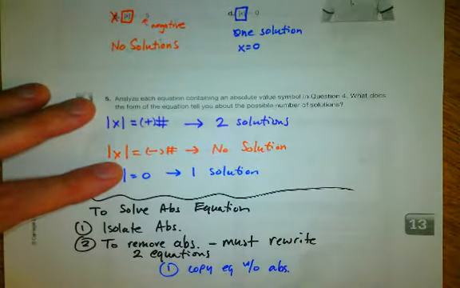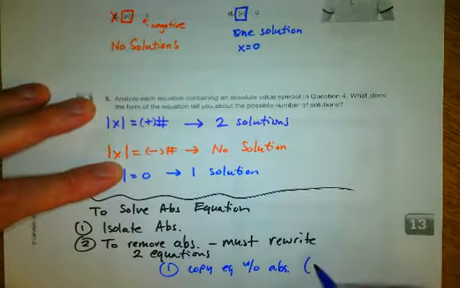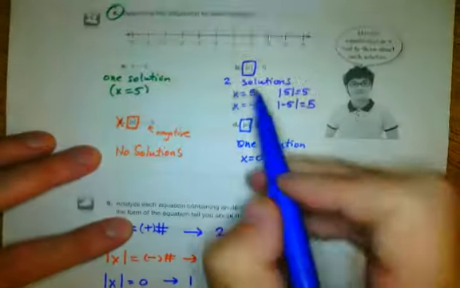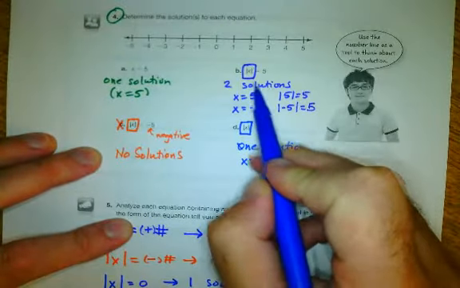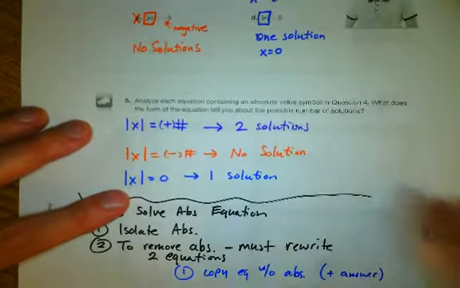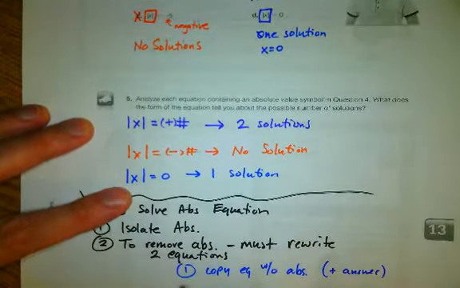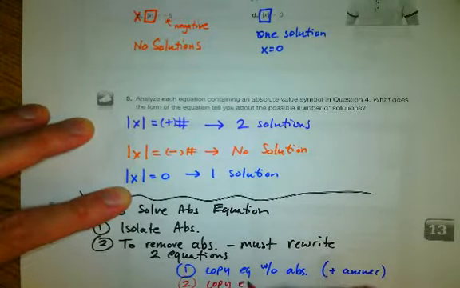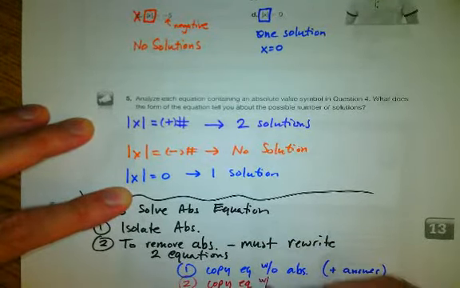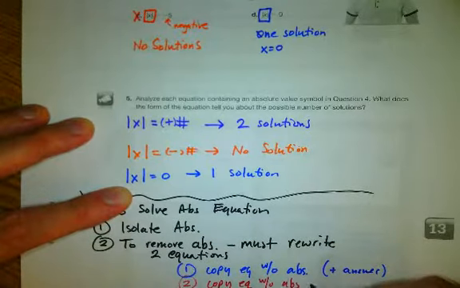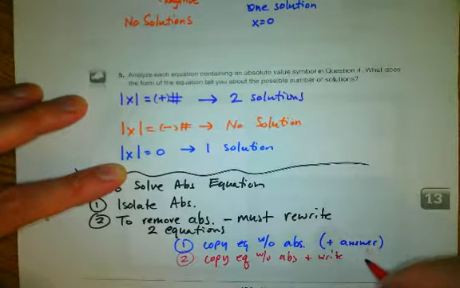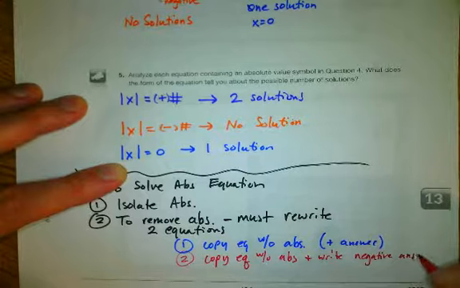So copy the equation without the absolute value. This should be a positive answer. So again, x equals 5. 5 is positive because that's a positive value. My other equation is we are going to copy the equation without the absolute value and write a negative answer.